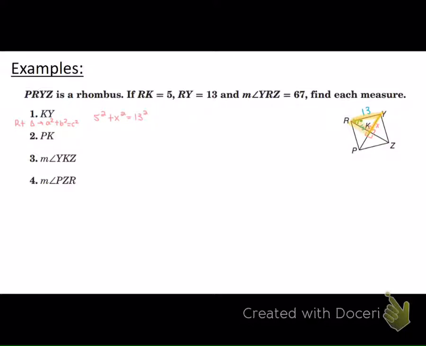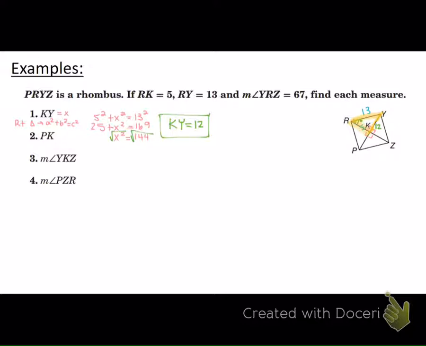And x is the same for me as KY. I'm calling KY x right now, just so you're aware. So I have 25 plus x squared equals 169. So x squared equals 144. What's the square root of 144? 12. So KY equals 12. So I know now that this is 12.